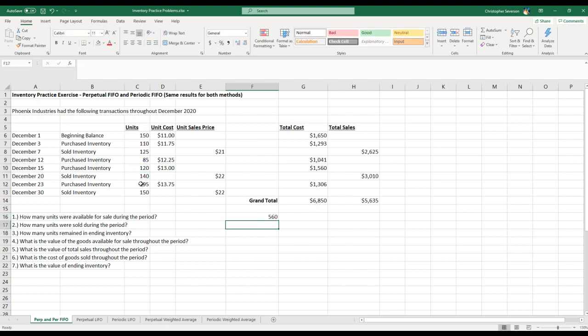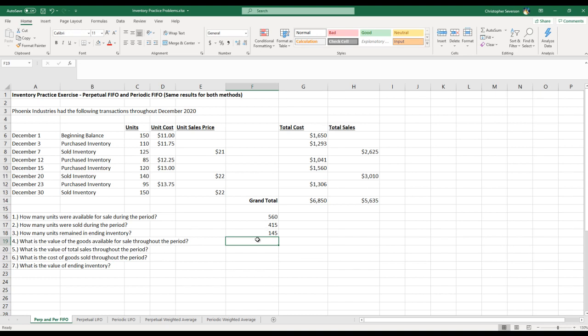And we're going to say we sold 560 units. We can't just go and add these up because that includes some sales figures, which are actually minuses if anything. But the units that were available for sale throughout the period were 560. How many units were actually sold? We had 125, 140, and 150. 415 in total. Now how many units remained in ending inventory? That's simply the difference between the units available for sale and the units sold.